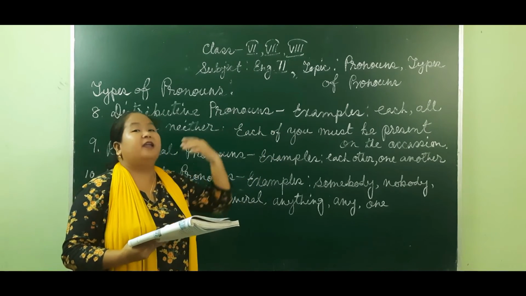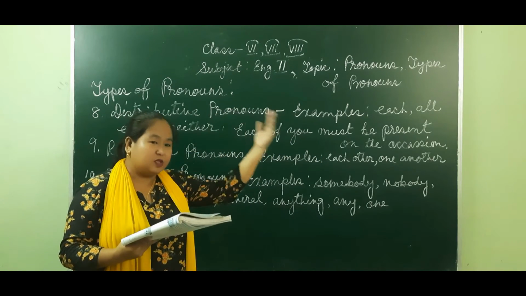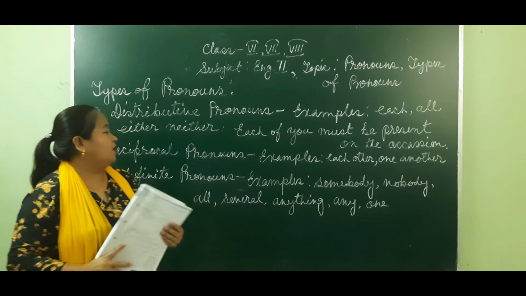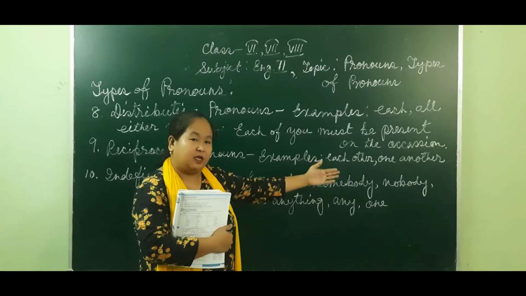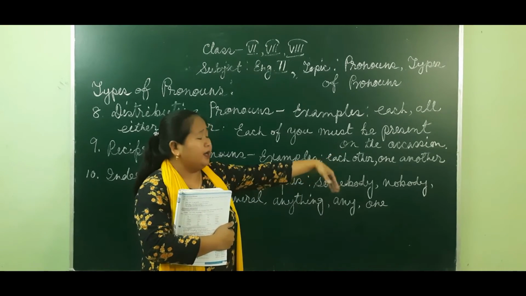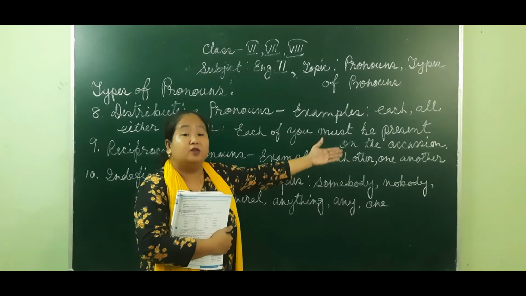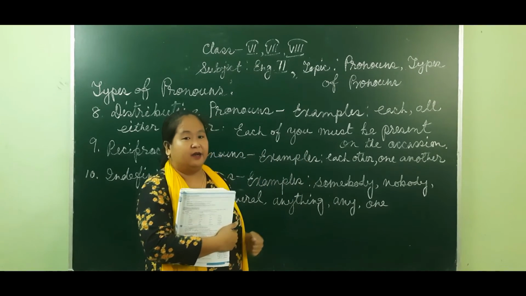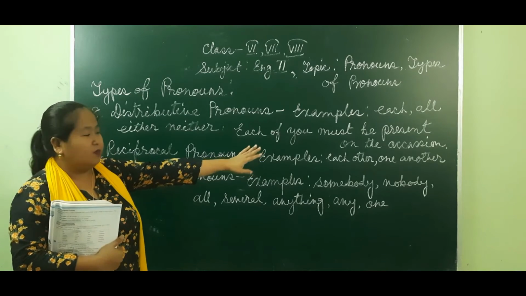We smile at each other. I smile at her, she smiled at me. The action goes in one direction and it comes back in the opposite direction. Each other is used when two persons are involved. We love each other. One another is used when more than two persons are involved. We love one another, we help one another. So these are the examples of reciprocal pronouns: each other, one another.